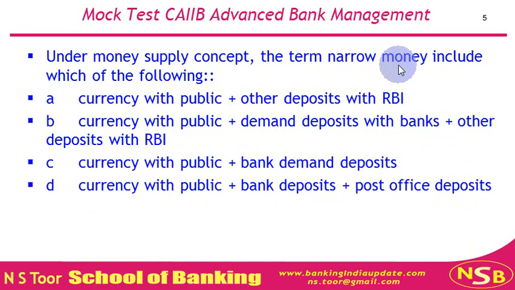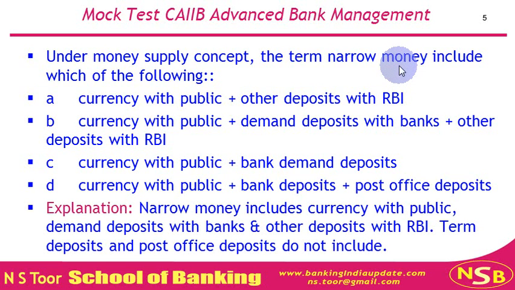Friends, in narrow money, currency with public, demand deposits with banks and other deposits with RBI are included. Hence, our option shall be answer B. Narrow money includes currency with public, demand deposits of banks and other deposits with RBI. Term deposits and post office deposits are not included in this. So when term deposits are added to narrow money, then that becomes broad money.